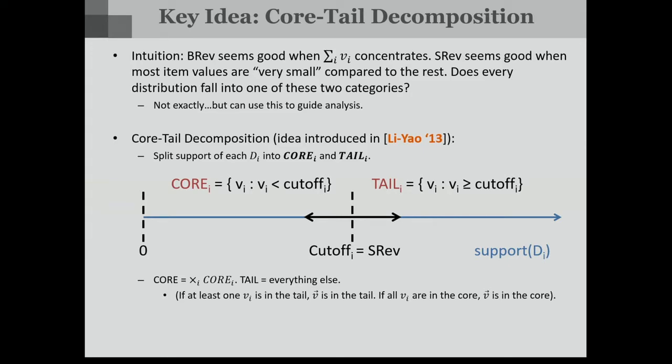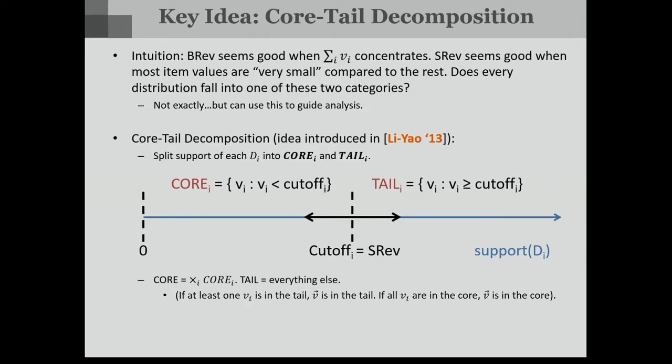Okay, so now we can talk about an item. We can say your value for that item is in the core if your value for that item is small, and your value for that item is in the tail if your value for that item is large. I'm also going to define some terms. If I give you an entire valuation vector, the cutoff for item i is the total Srev. So it's going to be a very high cutoff.